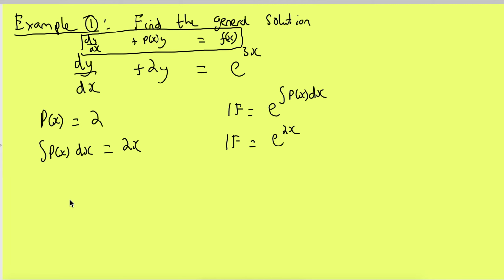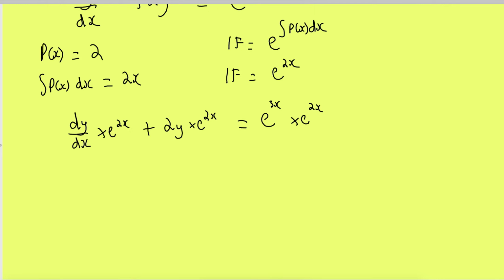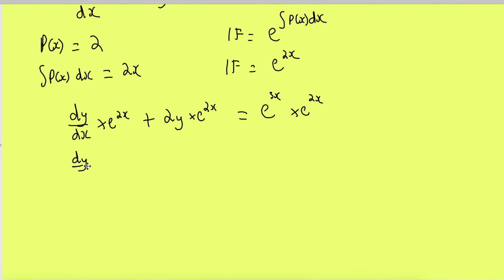Then what we do is we multiply our whole differential equation, so everything, by e to the power of 2x. So that's going to be dy by dx times e to the power of 2x plus 2y times e to the power of 2x equals e to the power of 3x times e to the power of 2x. So that's dy by dx e to the power of 2x.